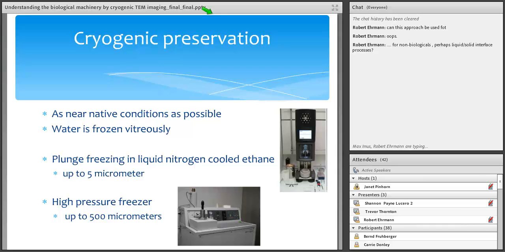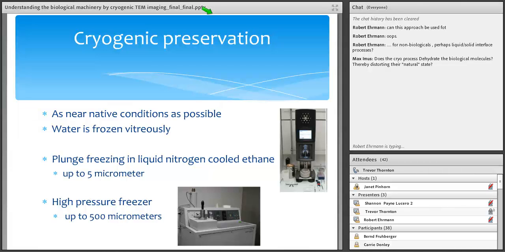So we can plunge this into liquid nitrogen or cooled ethane, but that will only freeze up to about 5 micrometers vitreously. If we want to go for larger, thicker volumes, we have to use a high-pressure freezer to get up to about 500 micrometers. So, Dwight, this is very different to your average chest freezer in your kitchen at home, right? What are we looking at here? Yeah, so when we freeze in ethane, we're cooling the ethane with liquid nitrogen, and the ethane, which is normally a gas, forms a liquid.